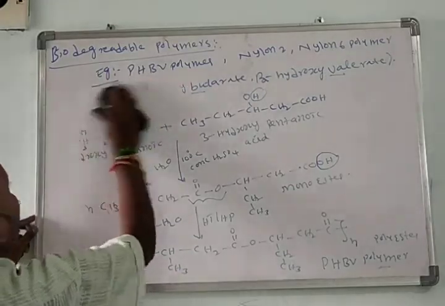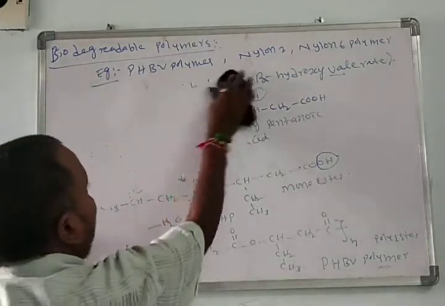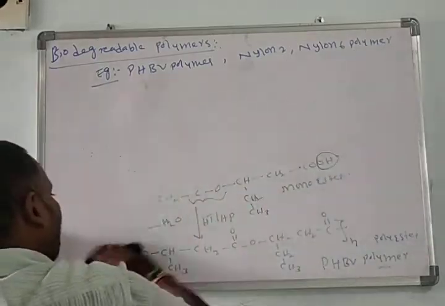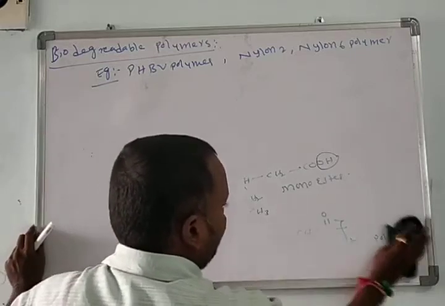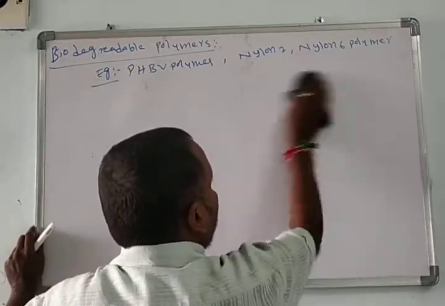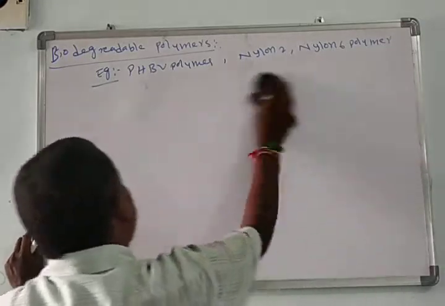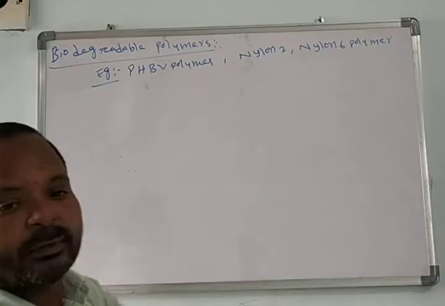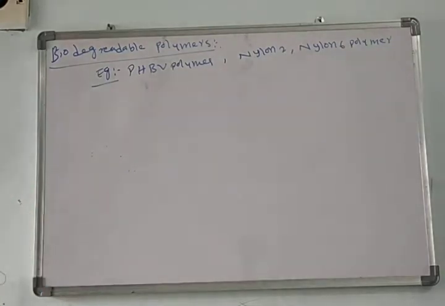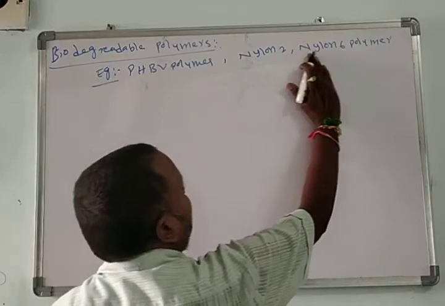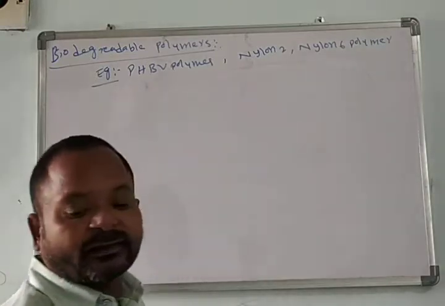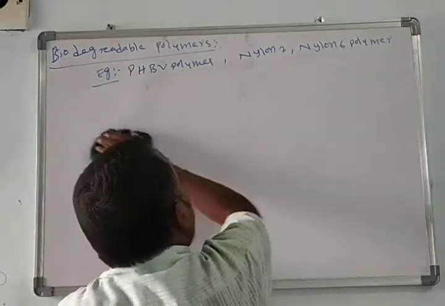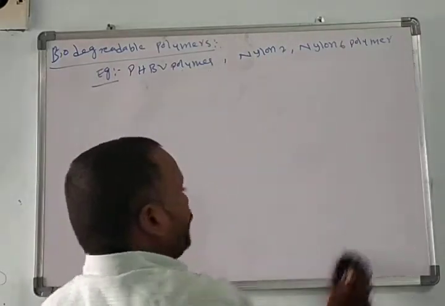Then in continuation we'll see one more polymer, that is nylon 2 nylon 6 polymer. Nylon 2 means 2 carbon atoms and 6 means 6 carbon atoms. It is prepared from a 2 carbon containing carboxylic acid and a 6 carbon containing amine. Here I am taking 2 compounds.